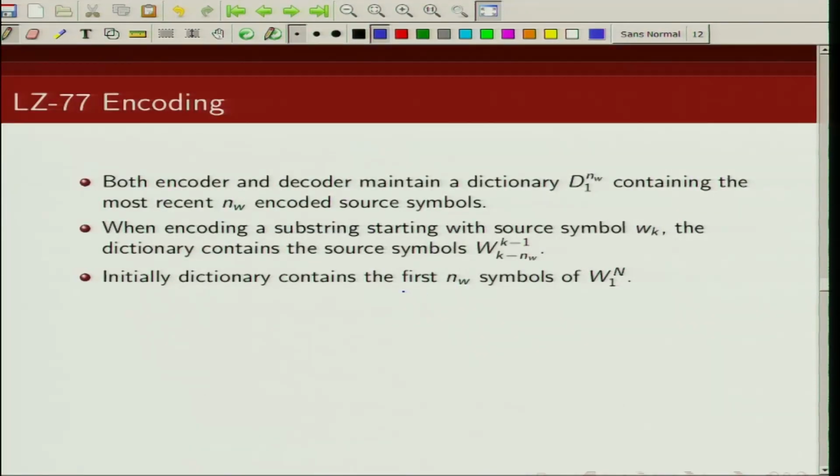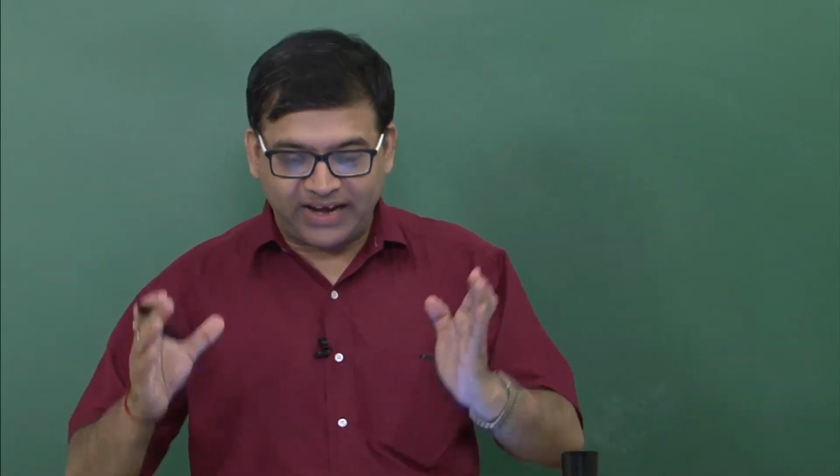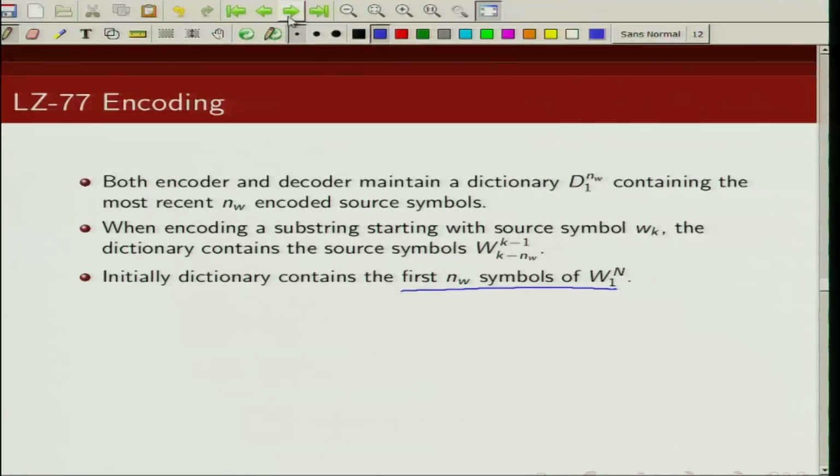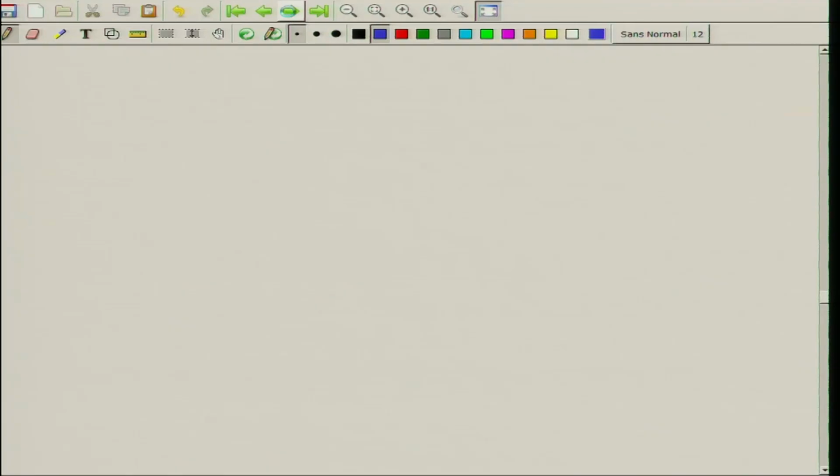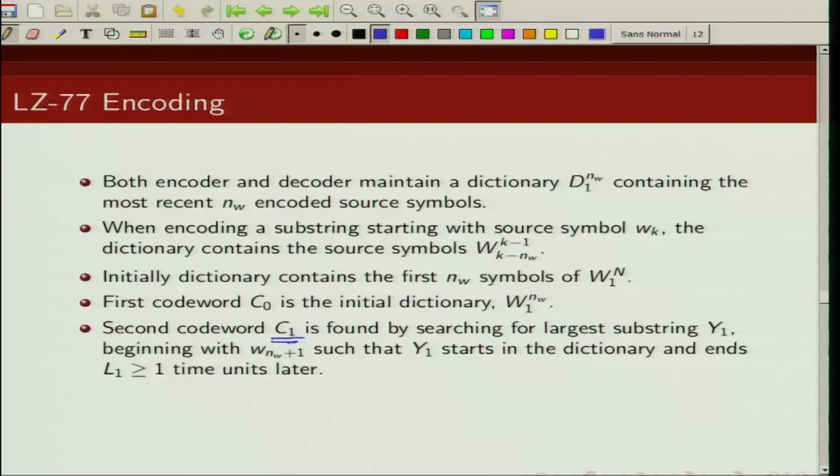Initially, the first N_W symbols of the sequence that you want to encode are sent to the decoder. So the decoder is initialized with the first N_W symbols of the string that you are trying to encode. The first code word C0 is nothing but the initial N_W contents of the dictionary. Next, the second code word C1 is found by searching for the largest substring Y1 beginning at location N_W plus 1 such that Y1 starts in the dictionary and ends L1 symbols later. So initially, as I said, symbols 1 to N_W are my initial symbols, and they are in the dictionary.